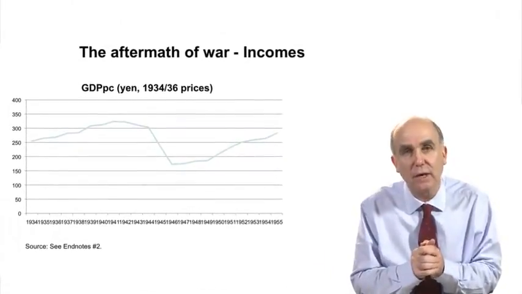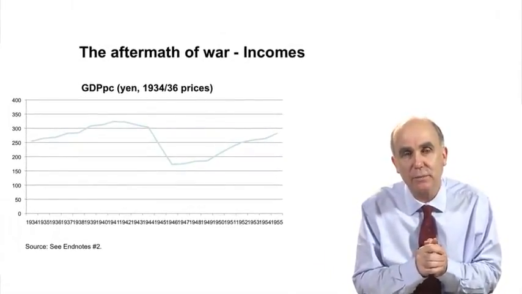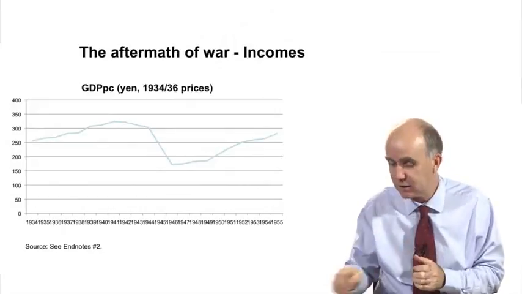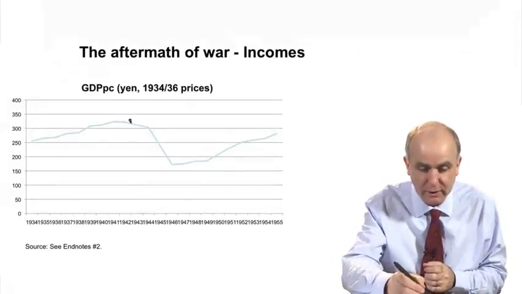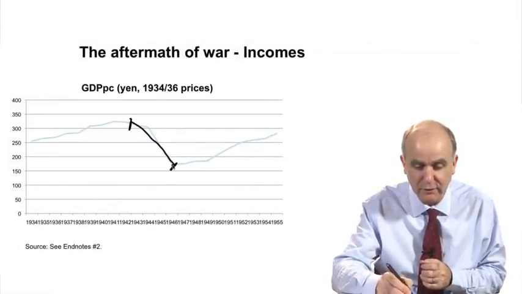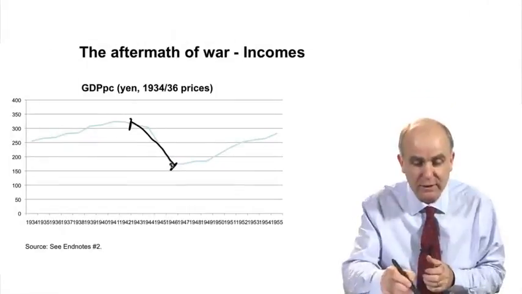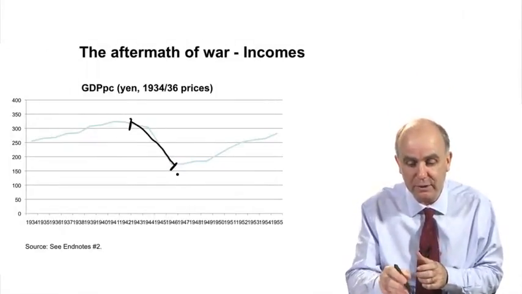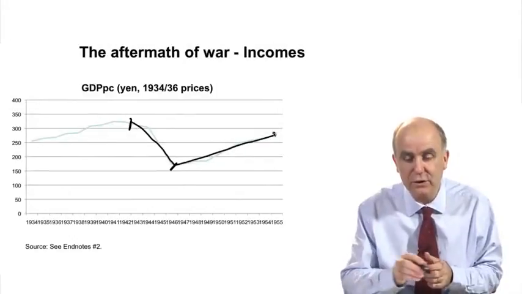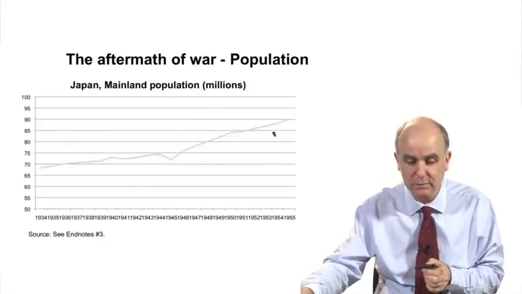This graph shows what happened to GDP per capita in Japan in the lead up to and during and just after the war. And you can see how in the period from around 1943 to 1947, there's a very substantial, about a 50% decrease in GDP per capita in Japan before growth in GDP per capita resumes.